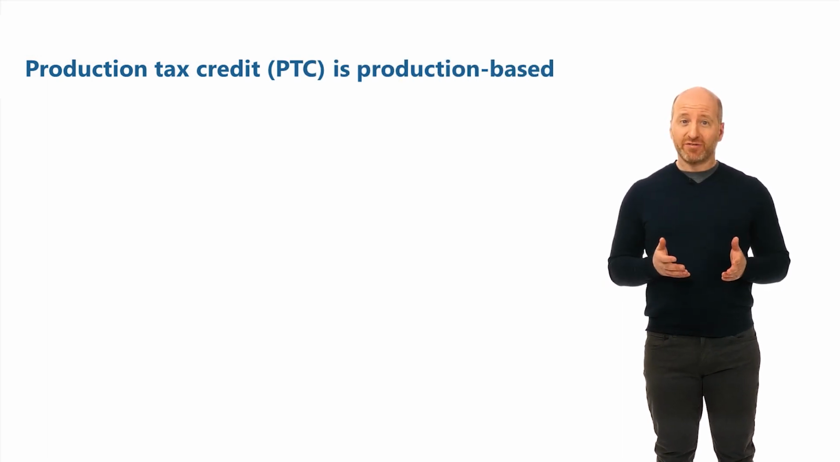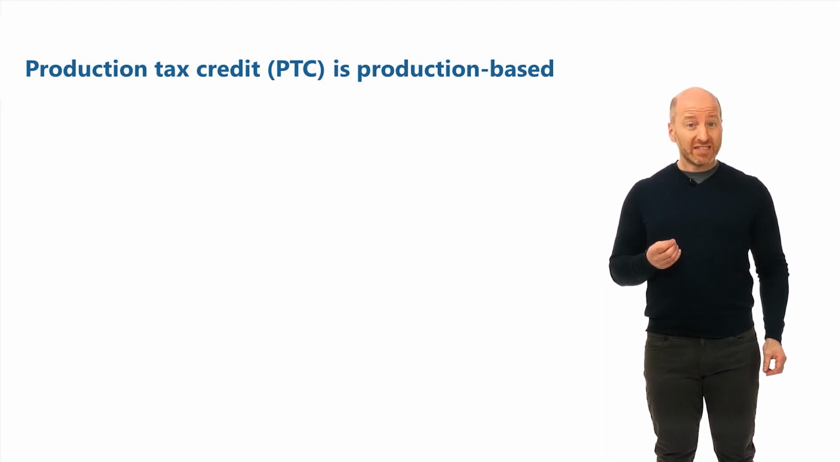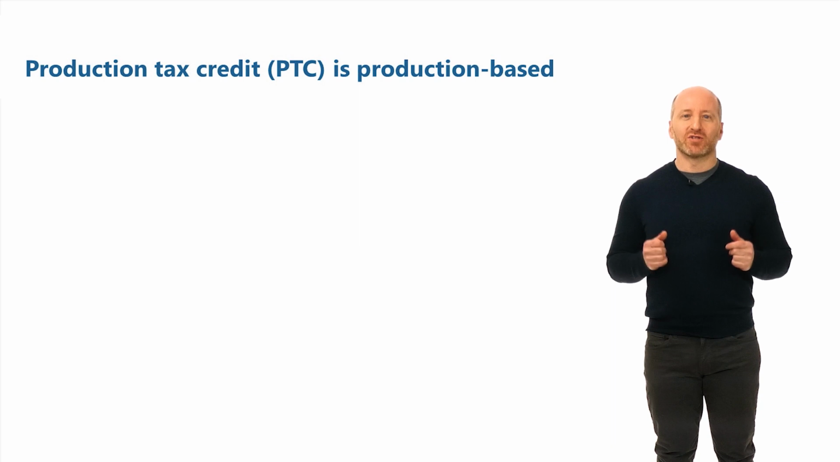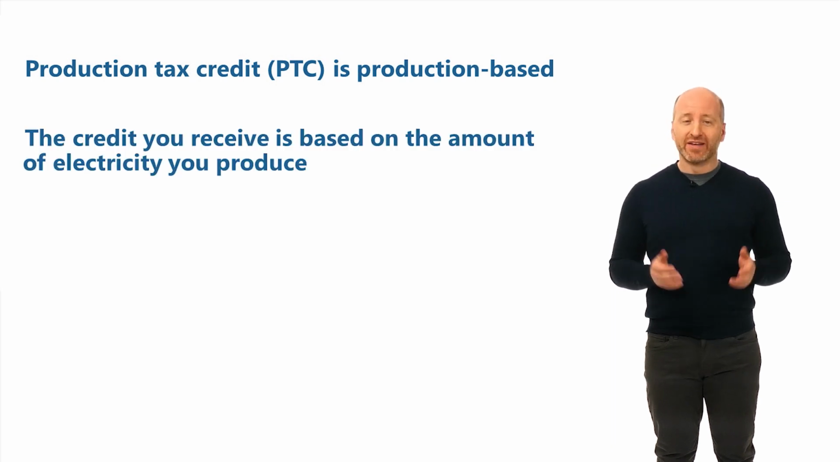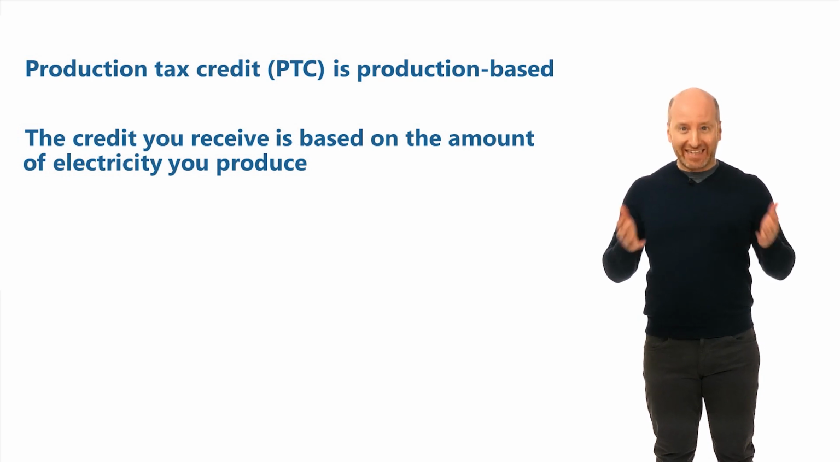Now, the most important thing to remember about the PTC is that it is production-based. It's quantified in terms of cents per kilowatt hour. So the amount of tax credit that you receive is directly proportional to the amount of electricity that you generate. If you produce less energy than forecasted, you will generate less tax credits.